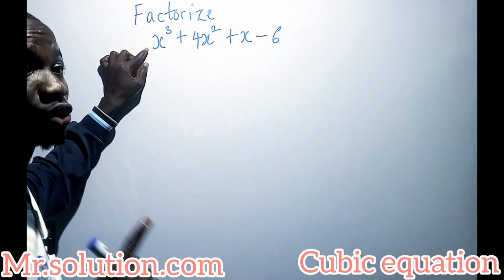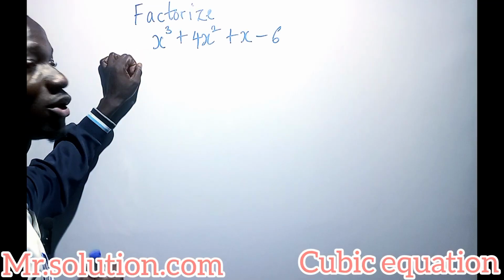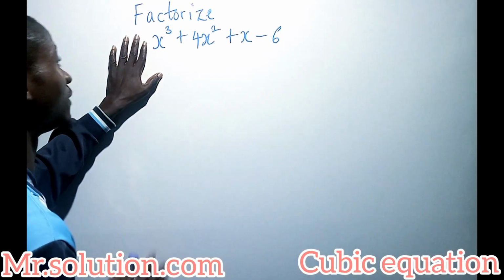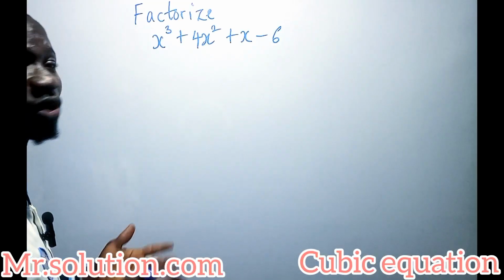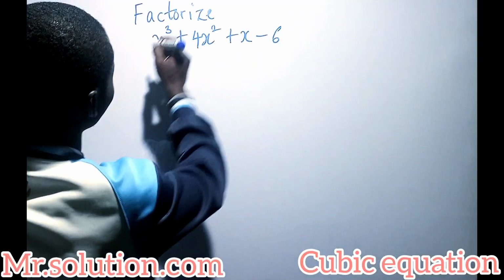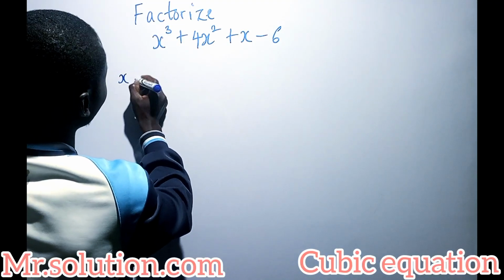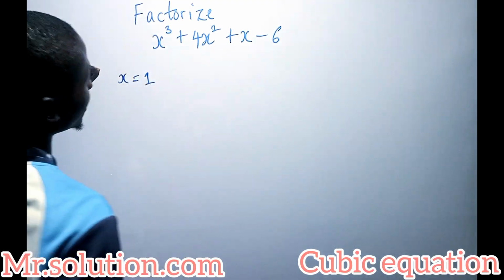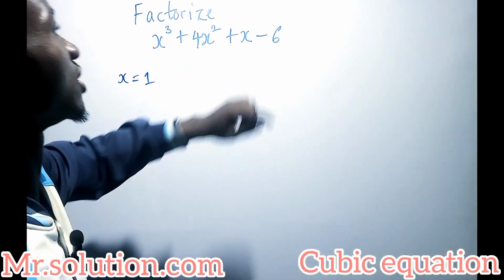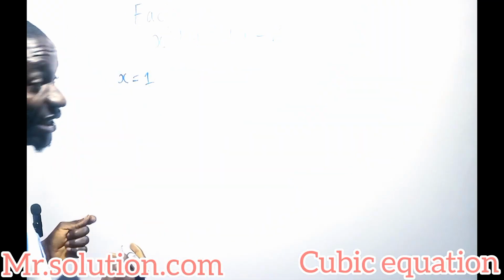We are asked to factorize this. To factorize this, first thing we are going to do is find our zero of the function. To find our zero of the function, we are going to use trial and error, usually a smaller number, which is 1 or -1. If we take our zero of the function to be equal to 1, let us check whether it's going to give us 0 if x is 1 by trial and error.